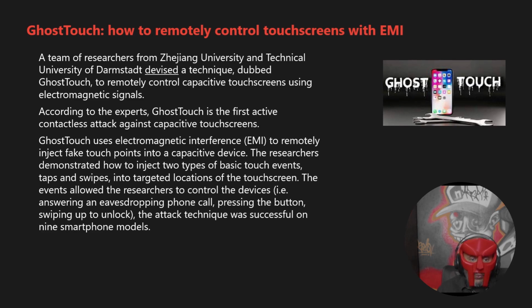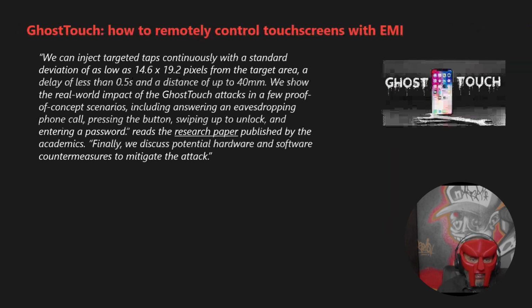The attack technique was successful on 9 smartphone models. "We can inject targeted taps continuously with a standard deviation of as low as 14.6 times 19.2 pixels from the target area, a delay of less than 0.5 seconds, and a distance of up to 40 millimeters. We show the real-world impact of the Ghost Touch attacks in a few proof-of-concept scenarios, including answering an eavesdropping phone call, pressing the button, swiping up to unlock, and entering a password," reads the research paper published by the academics. "Finally, we discuss potential hardware and software countermeasures to mitigate the attack."